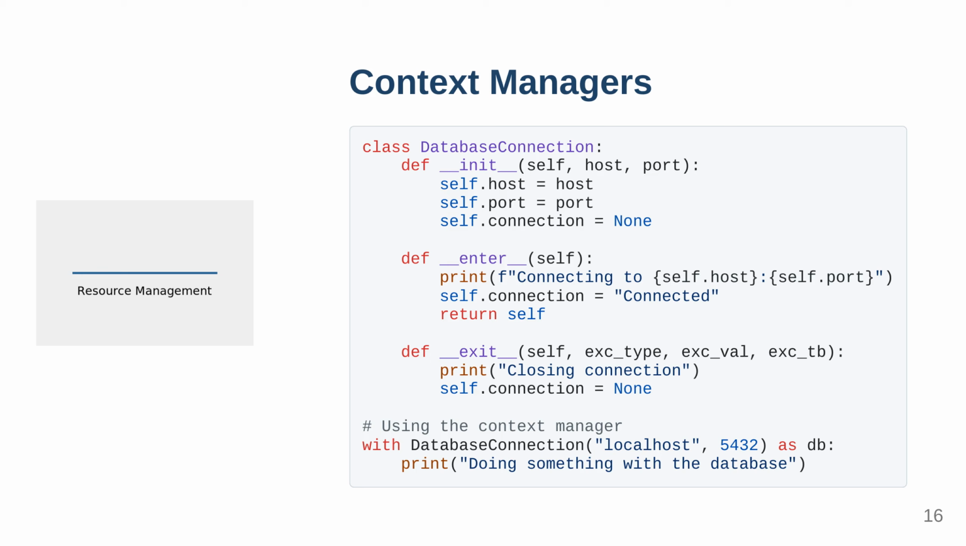Context managers provide a clean way to handle resource acquisition and release. The __enter__ method sets up the context, while __exit__ handles cleanup. This pattern is perfect for managing resources like file handles, network connections, or database connections. The with statement ensures proper cleanup even if exceptions occur.